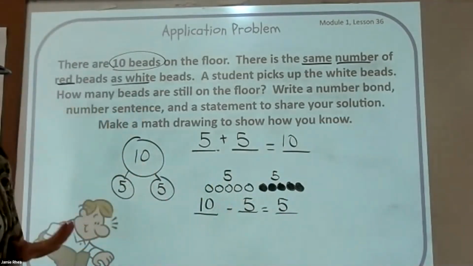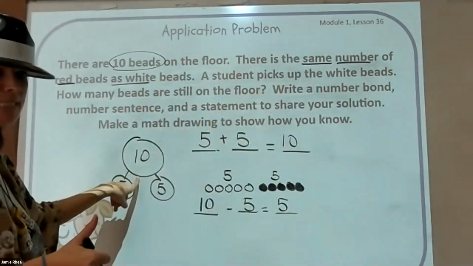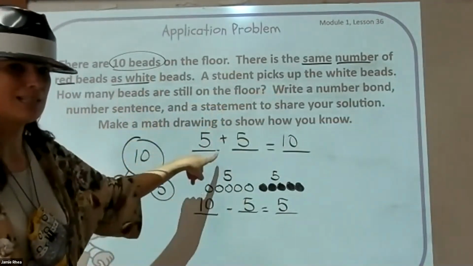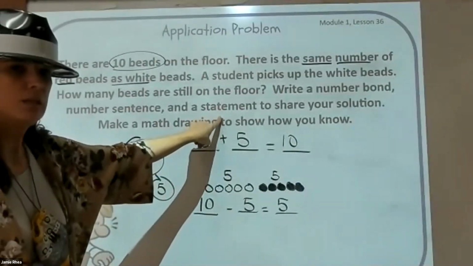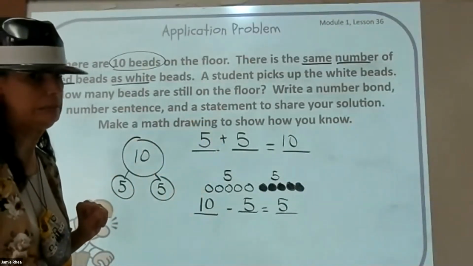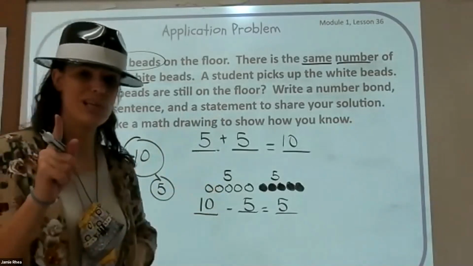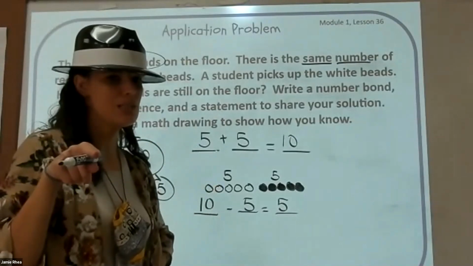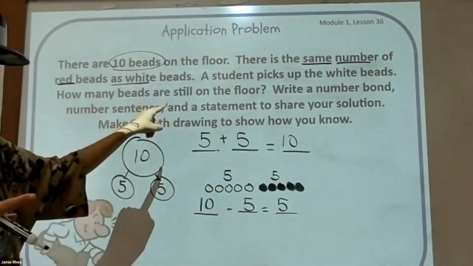Now, am I finished? Let's check. Did I do a number bond? Yes. Did I do a number sentence? I did 2. Woohoo. Did I do a statement? Not yet. Did I do a math drawing? Boom. Yes, I did. So now we got to do our statement. What is our statement answer? It answers our question: how many beads are still on the floor?